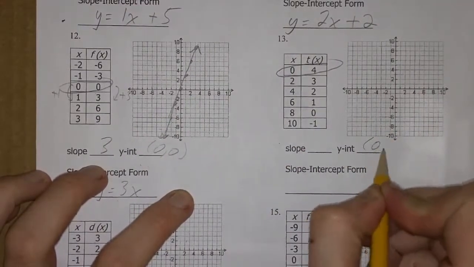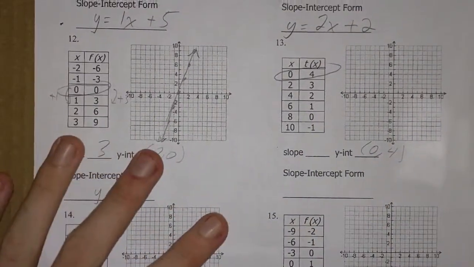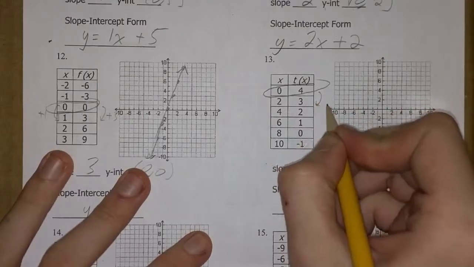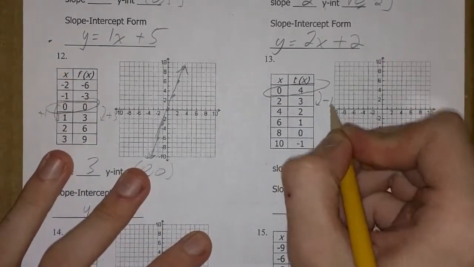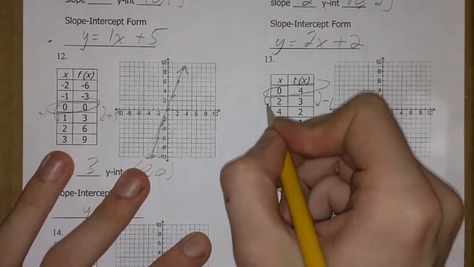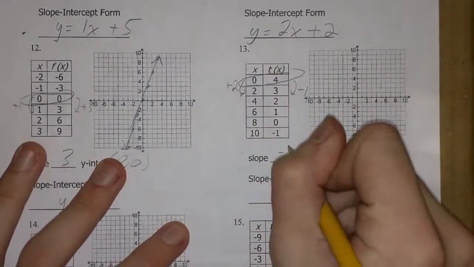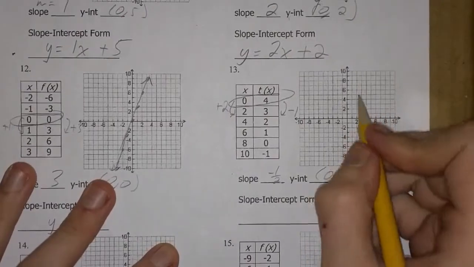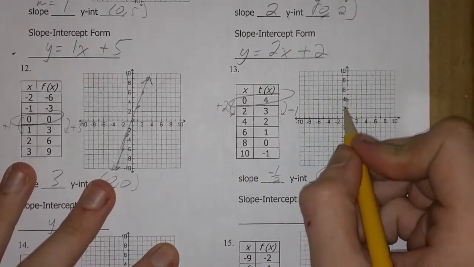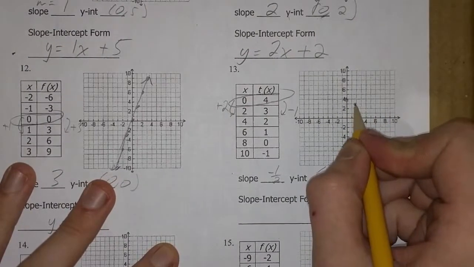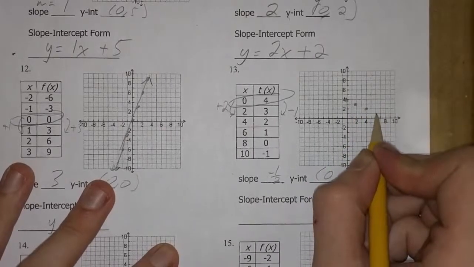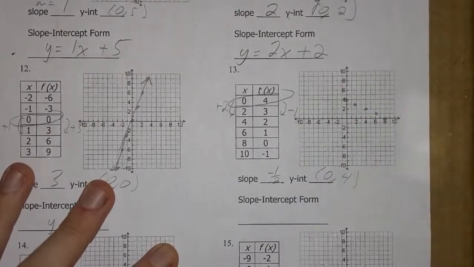Timmy has a y-intercept of 0, 4. He has a slope of, let's see, down 1 and to the right 2. So negative 1/2. So he starts there, down 1 and to the right 2, down 1 to the right 2.